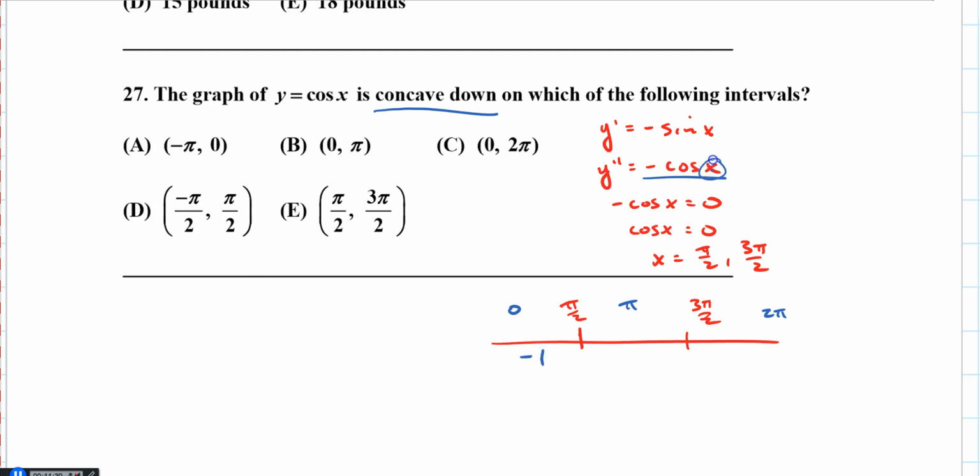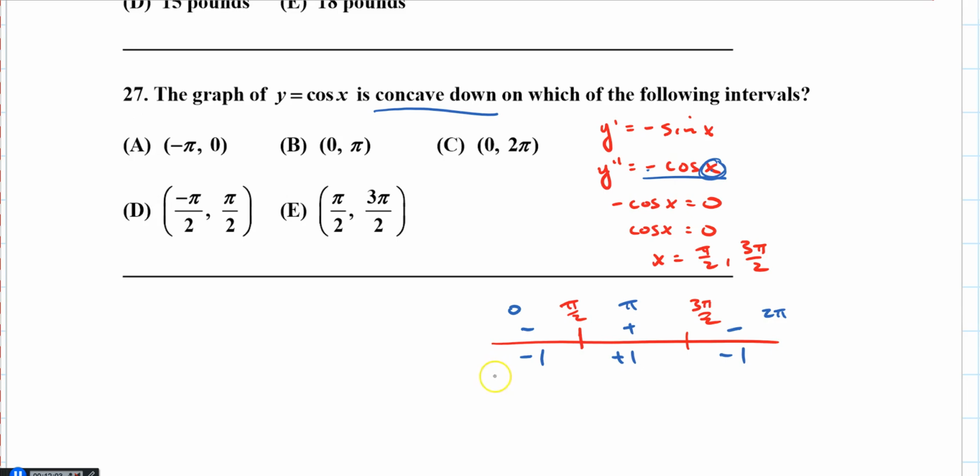Cosine of pi, I'm sorry, cosine of pi is -1. So it's negative negative 1, which is positive 1. And then the negative cosine of 2 pi is the same as 0, so it's going to be back to negative 1. So we've got negative, positive, negative.